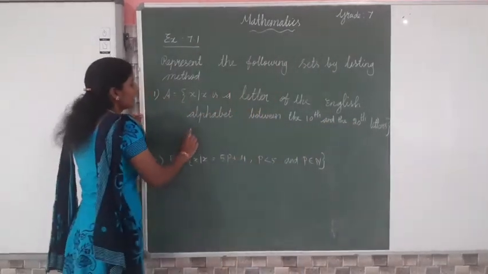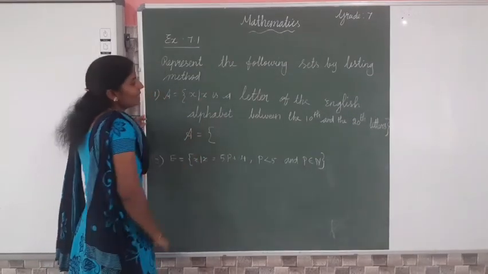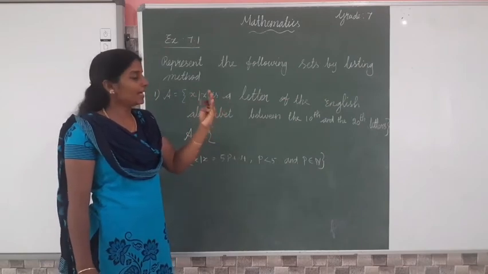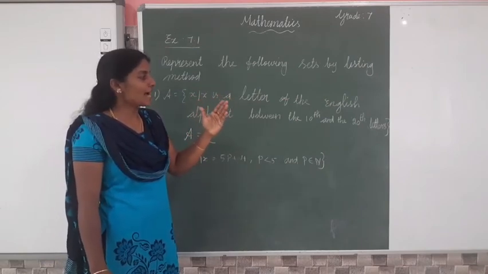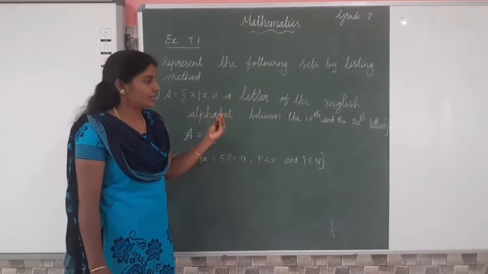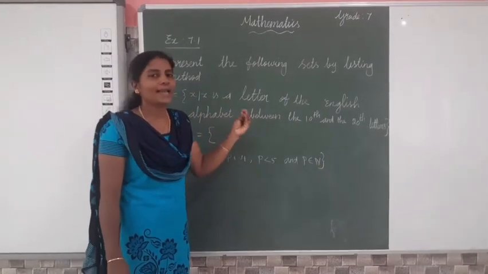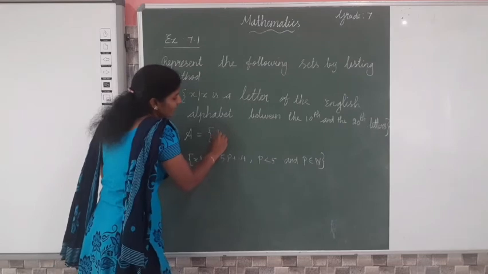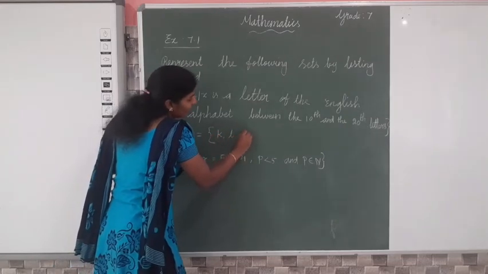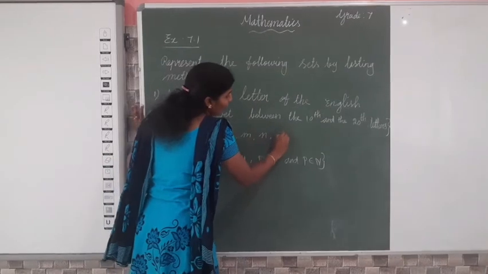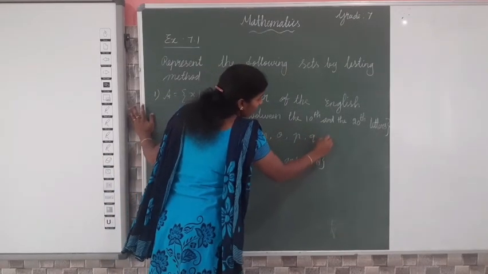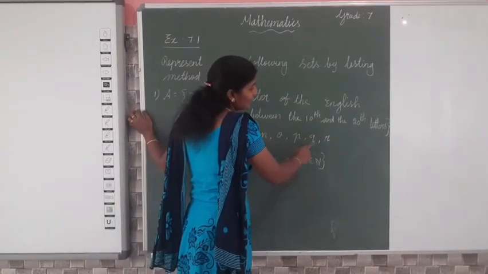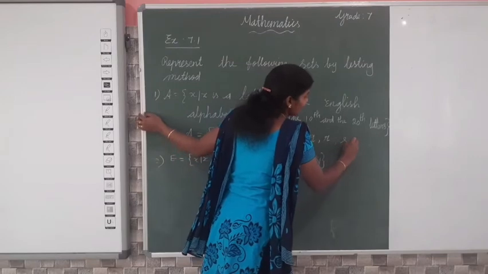A is equal to, now listen, the first alphabet is A, that is the first letter. A, B, C, D, E, F, G, H, I, J. J is the 10th alphabet. We need 11 to 19, so after J comes K. K, L, M, N, O, P, Q, R: this is 11, 12, 13, 14, 15, 16, 17, 18, then 19.